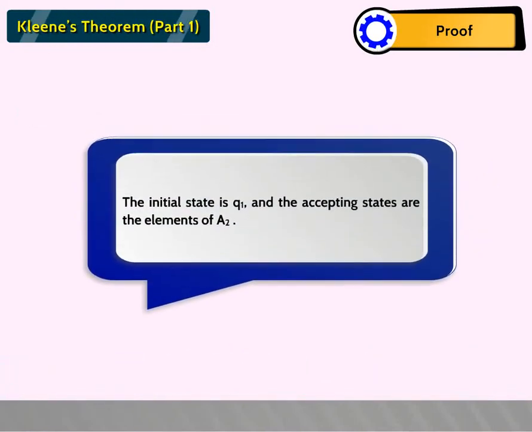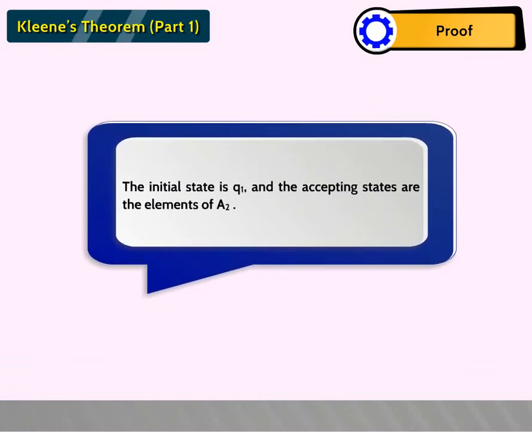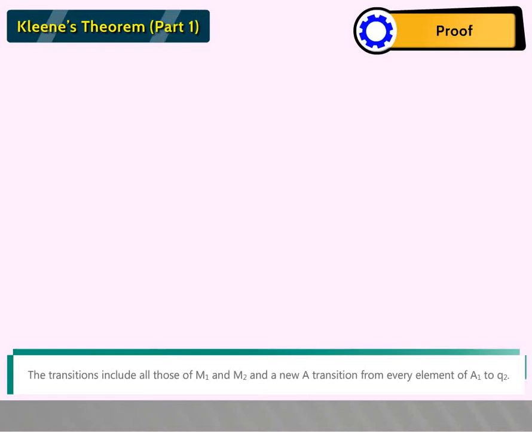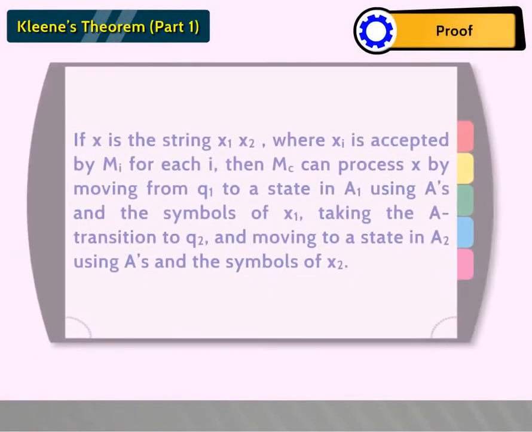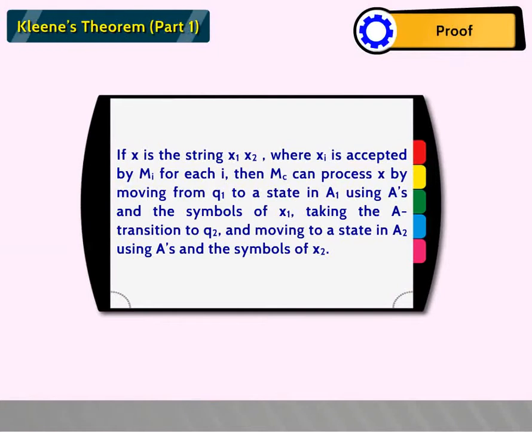The initial state is q1 and the accepting states are the elements of A2. The transitions include all those of M1 and M2, and a new Λ transition from every element of A1 to q2. If x is a string x1x2, where xi is accepted by Mi for each i, then Mc can process x by moving from q1 to a state in A1 using Λ's and the symbols of x1, taking the Λ transition to q2, and moving to a state in A2 using Λ's and symbols of x2.